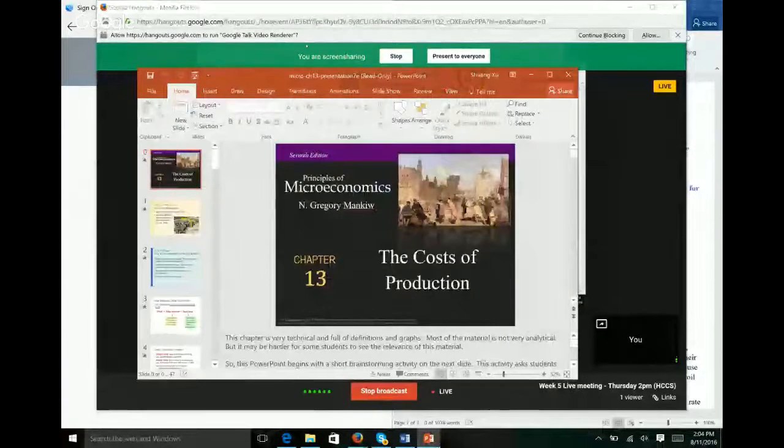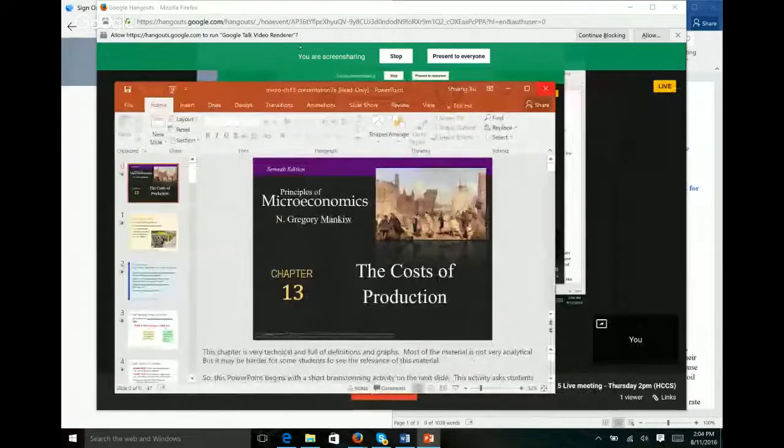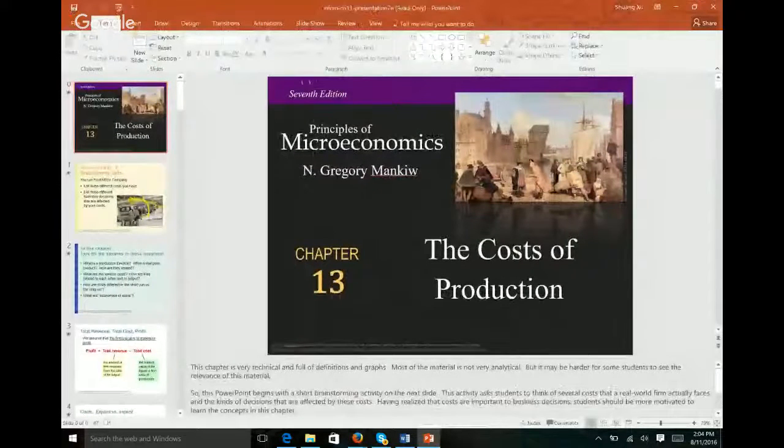So the first chapter is chapter 13. That's your cost of production. Let me maximize it. All right, so for cost of production, you can do this on your calculator, but what I like to do is to do this type of problem on my spreadsheet, because on a spreadsheet, you can see what your steps are. If you make any mistake in it, you can go back and fix everything.